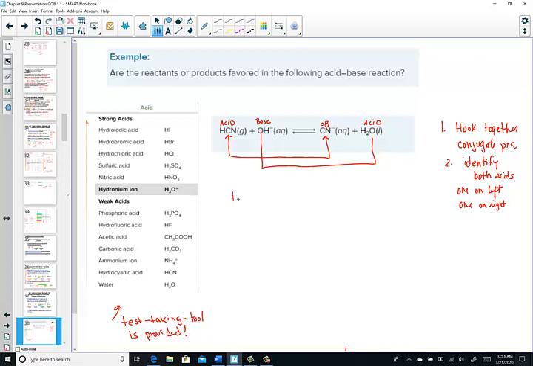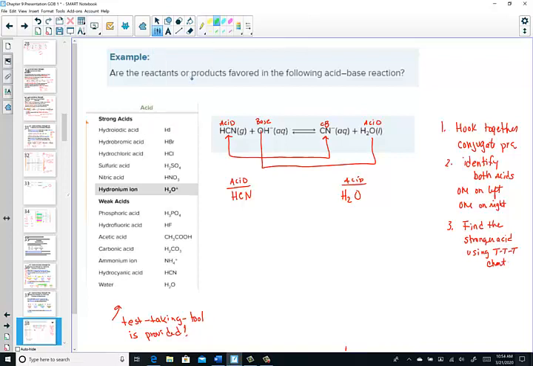On the left side, HCN was the acid. On the right side, H2O was the acid. Step 3, find the stronger acid using your chart. I'm going to say find the stronger acid using the test taking tool page, the chart that I have put on the side here. Test taking tool chart. So let's find those.